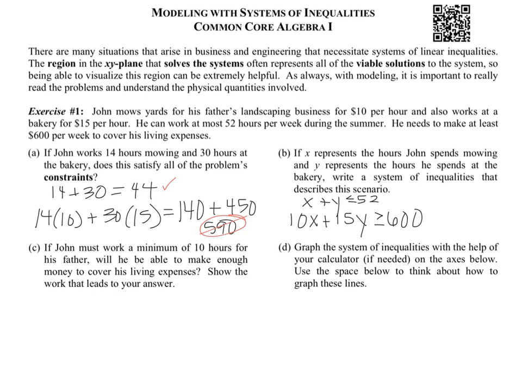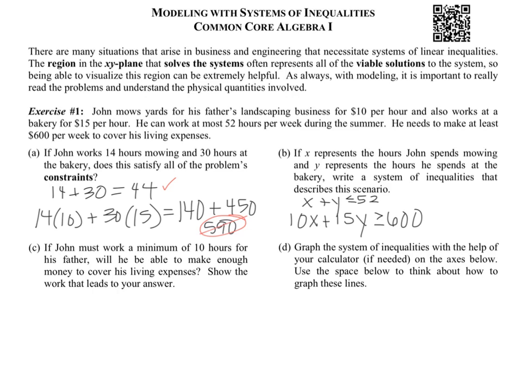So if John must work a minimum of 10 hours for his father, will he be able to make enough money to cover his living expenses? Show the work that leads to your answer. So what you're assuming with this one is that if he's working 10 hours for his dad, then he's working the rest of the hours at the bakery.